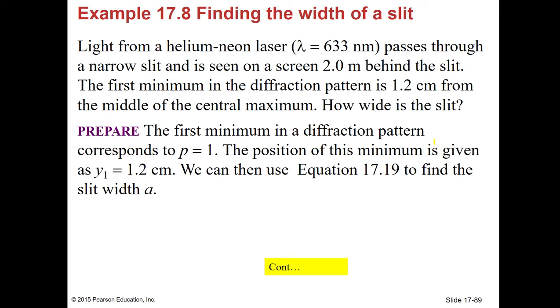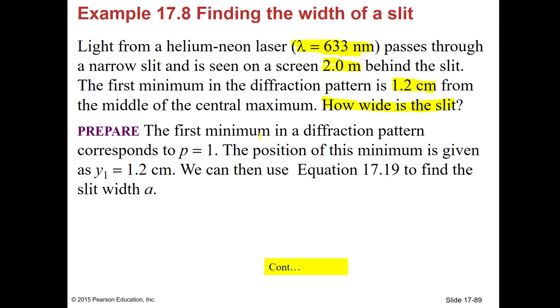Here's an example. Light from a helium neon laser, 633 nanometers, passes through a narrow slit and is seen on a screen 2 meters away. Okay, so be careful of the units. Typically, the wavelength is given in nanometers, so times 10 to the minus 9th meters. This is big L. The first minimum in the diffraction pattern is 1.2 centimeters. So these are always different units, like centimeters, meters, nanometers. Just be careful. So put this into meters, 0.012 meters from the middle of the central maximum. Okay, so how wide is the slit? In other words, what is a?